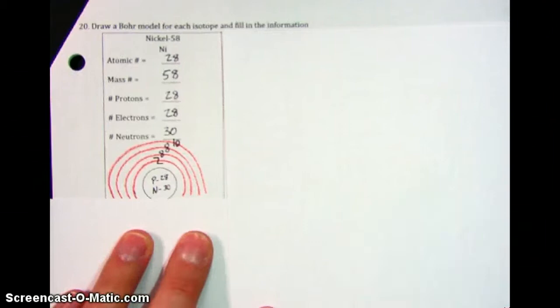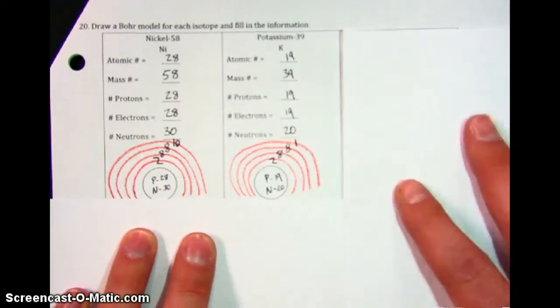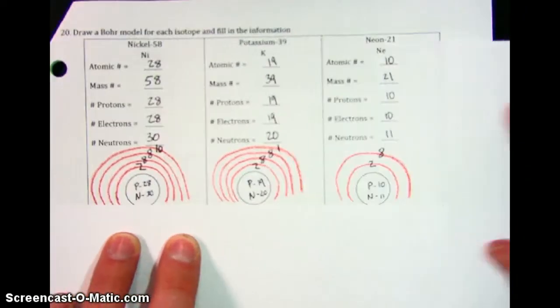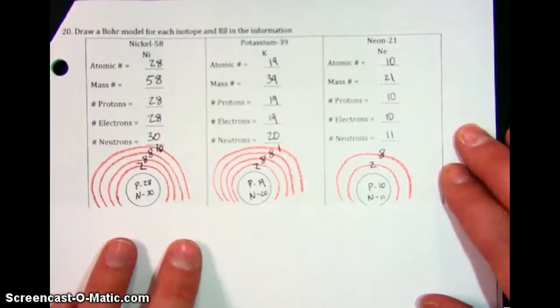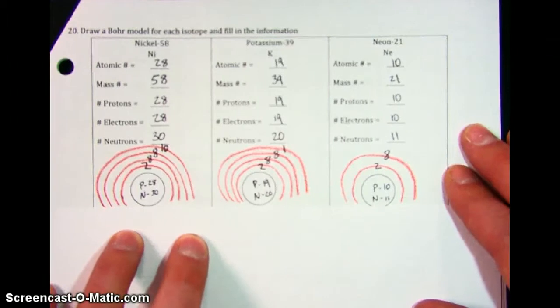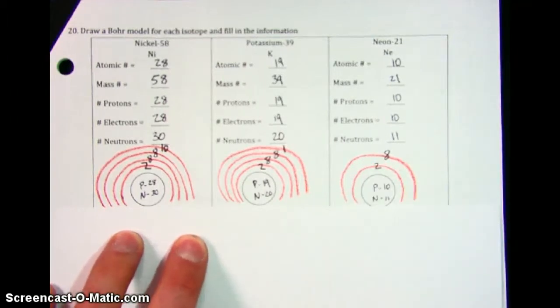Here are the answers for the other 2, but they were found in the exact same way. Here's potassium. Potassium has 1 electron in its outer shell. And there's neon. Neon is what's called a noble gas, which means that it has a full outer shell without having to be an ion, and it has 8 in its outer shell.